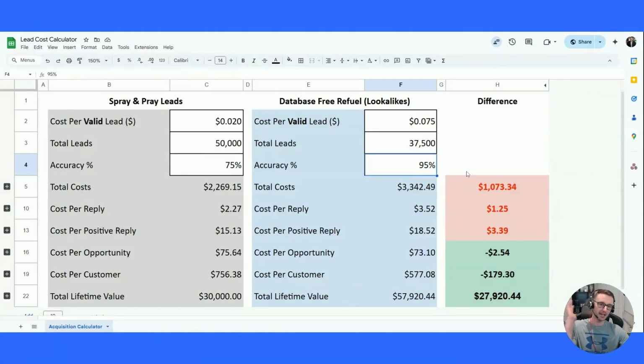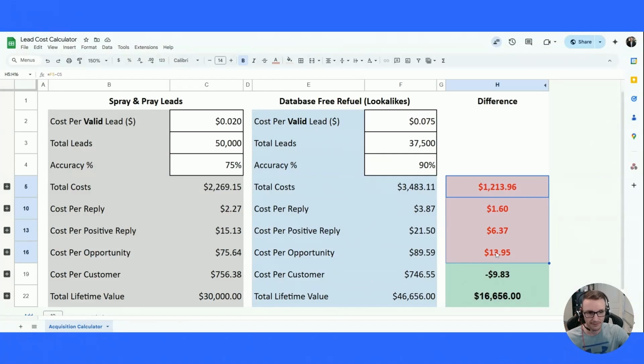Now, maybe you're like, oh, Patrick, okay, 7.5 cents per lead. What if your lead accuracy over here isn't quite as good? Okay, let's start playing with this number. If it goes down from 95% to 90%, yes, we're still going to have a little higher costs through the funnel until we get to our acquisition costs, and we're still going to have a higher lifetime value because our metrics are that we're reaching more accurate leads.